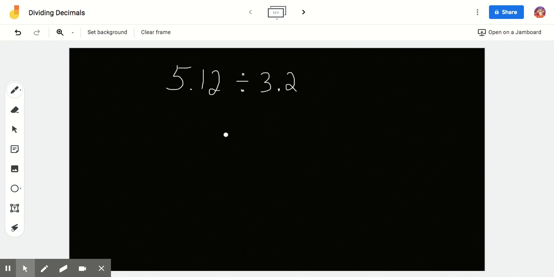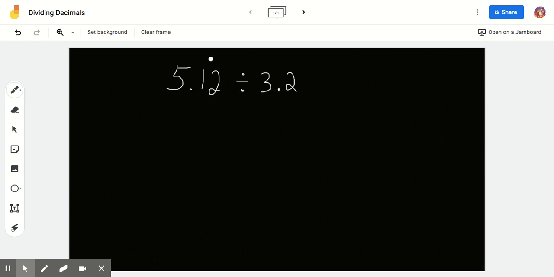All right, wanted to go over with you guys some dividing decimals situation here. So we have two decimal numbers here, and we're dividing them. We have 5 and 12/100 divided by 3 and 2/10, and we're going to go over how to divide those.